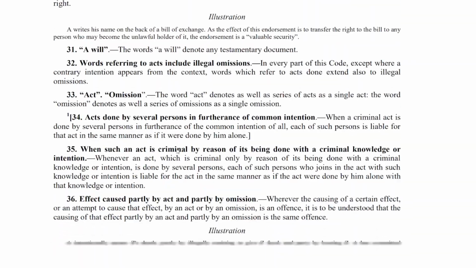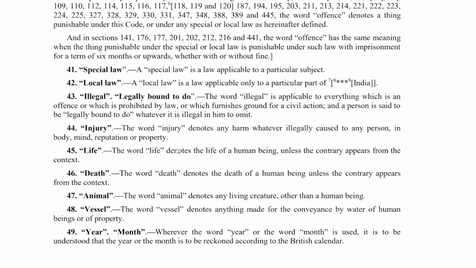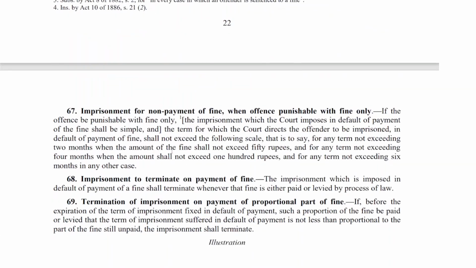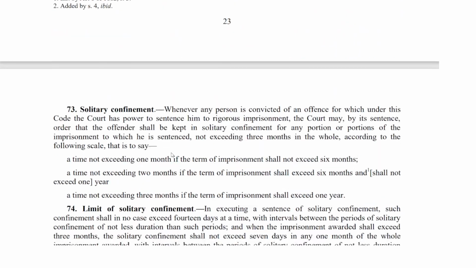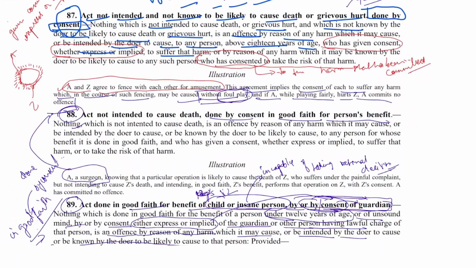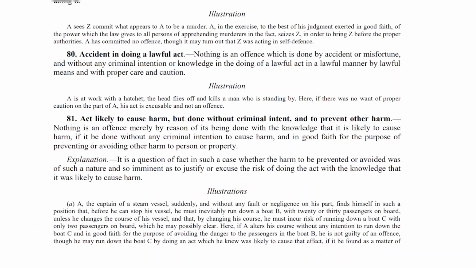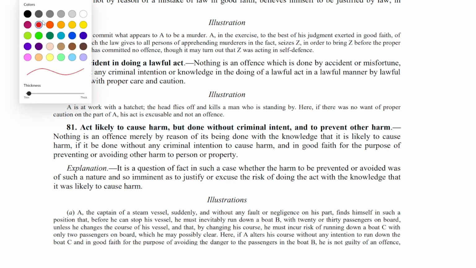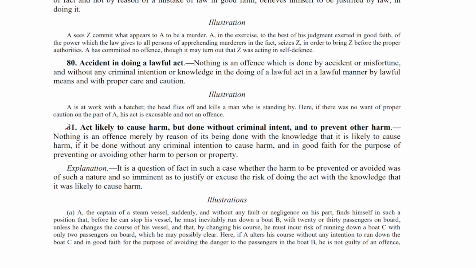We are not supposed to go through these definitions. Obviously, this is something that you will study in your college days when you study the Indian Penal Code in detail. This is something that we have already studied yesterday. And we are talking about the section: act likely to cause harm but done without criminal intent and to prevent other harm. So as you can see on the screen, this is an act likely to cause harm but done without criminal intent and to prevent other harm.